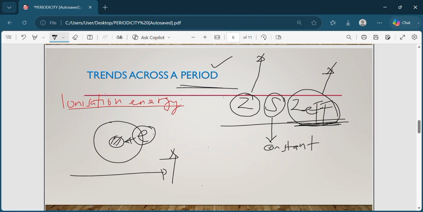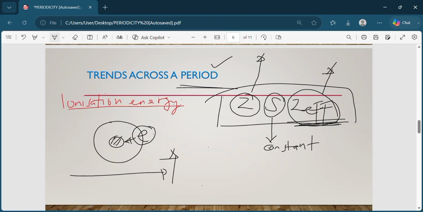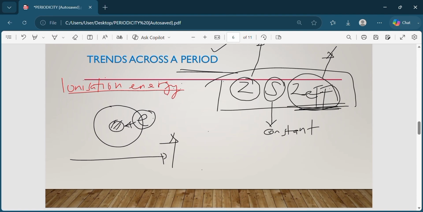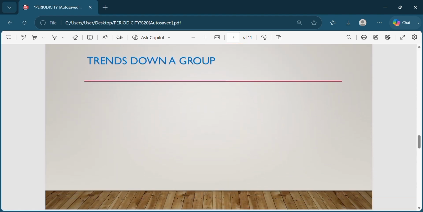You realize that the beauty of explaining these different prospects becomes simplified and easier as long as you've understood what atomic property you're looking at. It makes everything very easy because these are the simple concepts that we are going to be dwelling on. So that is brief as far as the trends across a period are concerned. So let's dive in and look at the trends that are seen down a group.